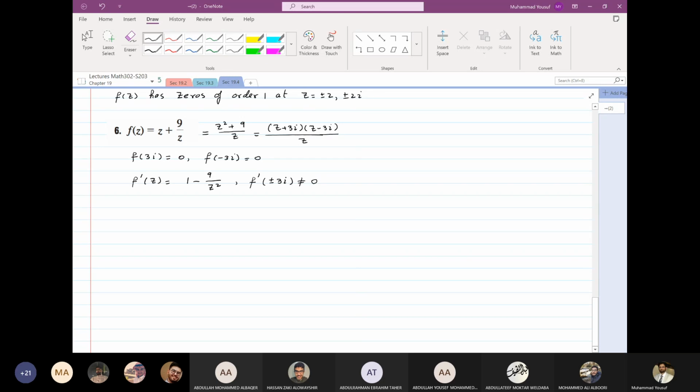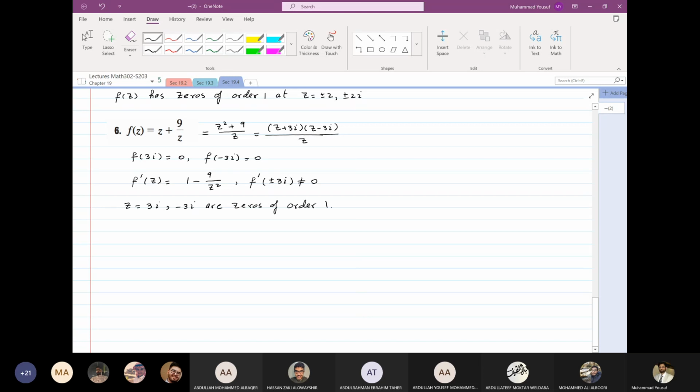Therefore, we can say that 3i and minus 3i are zeros of order 1. Z equal to 3i and minus 3i are zeros of order 1.